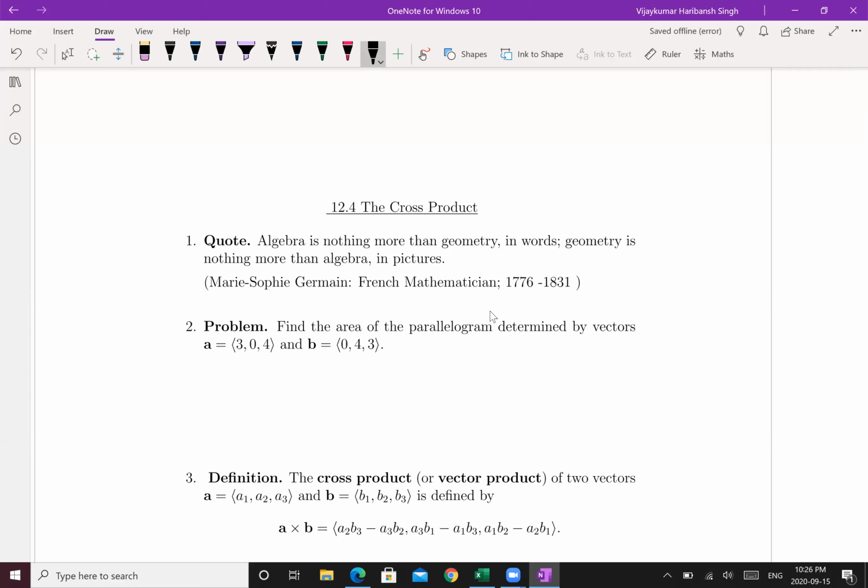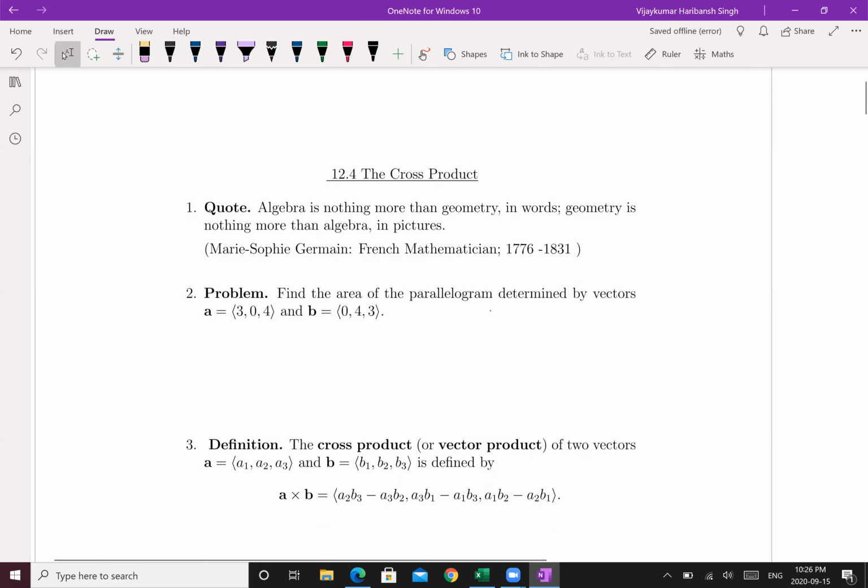Before we go further, note the following quote by Sophie Germain. She was a French mathematician, quite a famous French mathematician. Algebra is nothing more than geometry in words. Geometry is nothing more than algebra in pictures. So this is a quote by Sophie Germain. She was an algebraist and number theorist. There are primes which are named Germain primes.